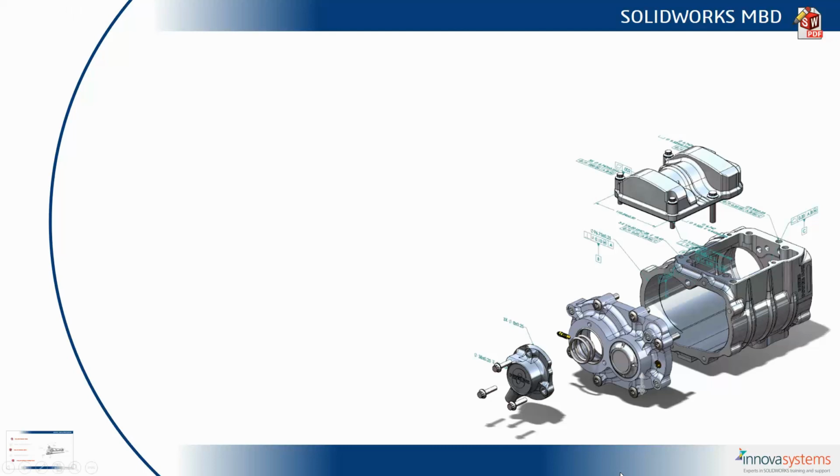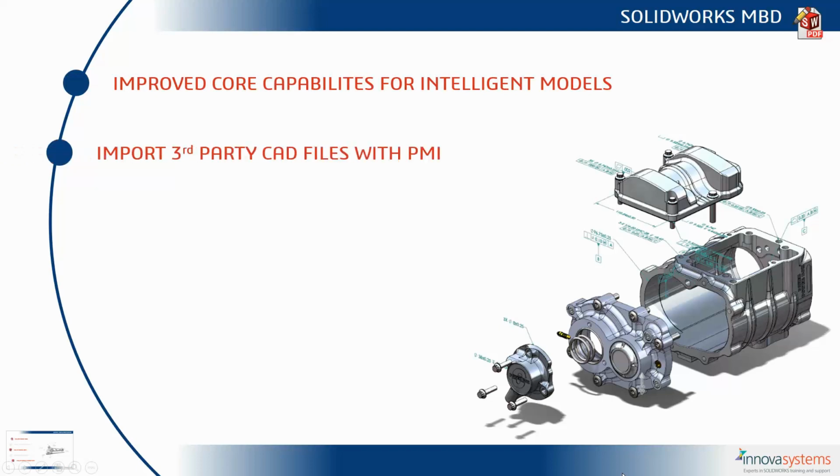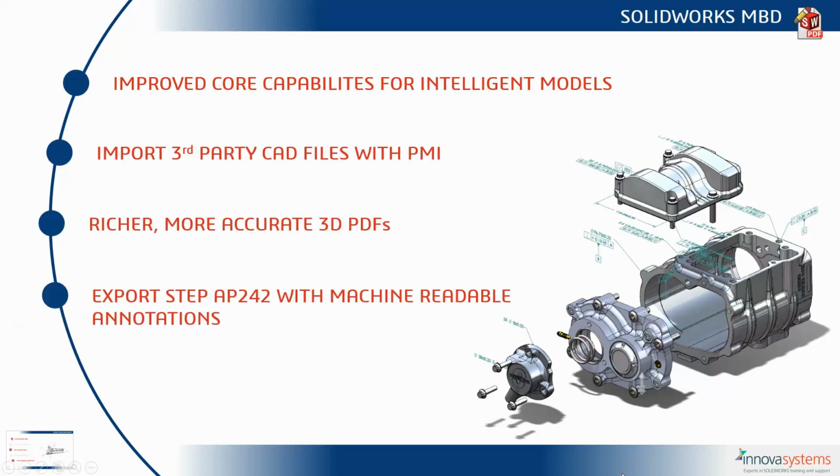So to summarise, we've seen improved core capabilities for intelligent models. We can import third-party CAD files with PMI. We have richer, more accurate 3D PDF output. And we can export STEP AP242 with machine-readable annotations.